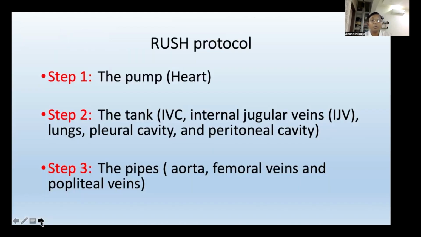Another important protocol which I wanted to highlight is the RUSH protocol. It is a three-step protocol where we first look at the heart, that is the pump, then the tank, which includes the IVC, internal jugular vein, lungs, pleural cavity, and peritoneal cavity. And step 3 is looking at the pipes, that is the aorta, femoral veins, and even popliteal veins for venous thrombosis.